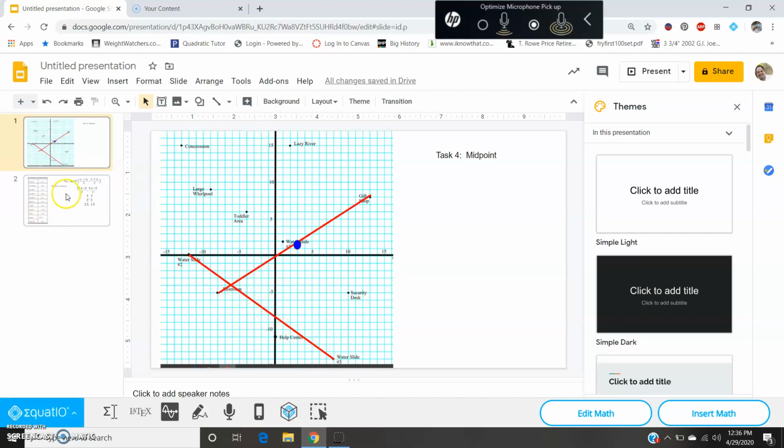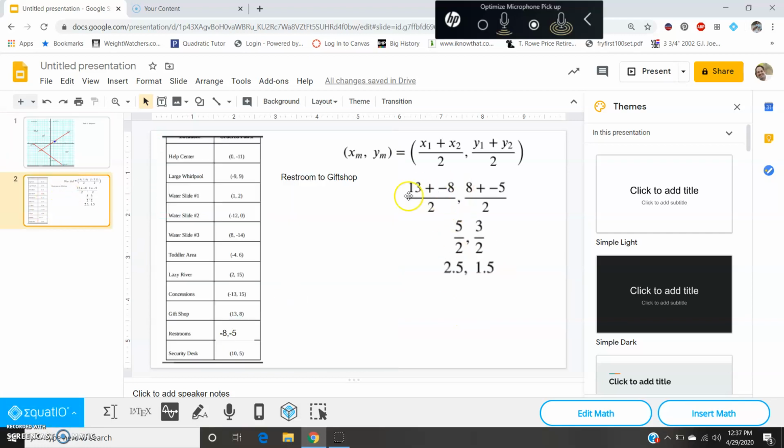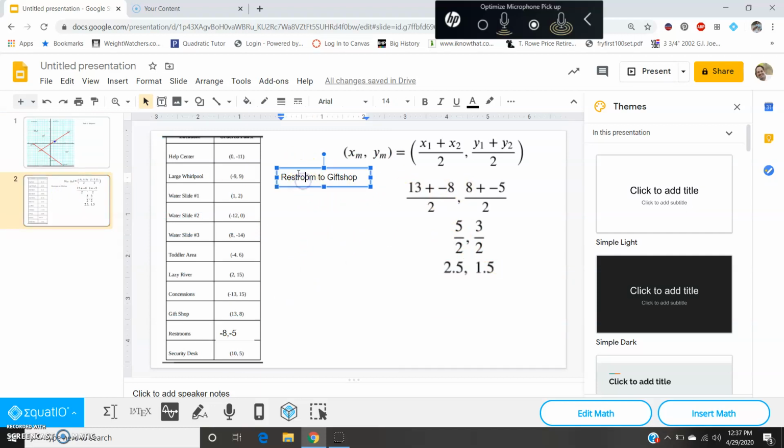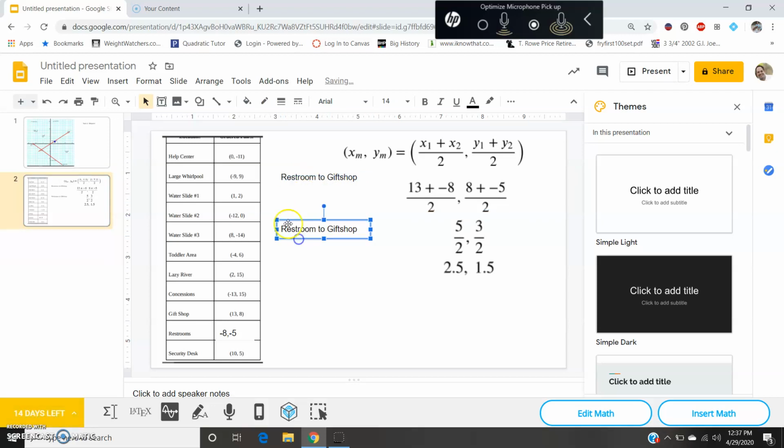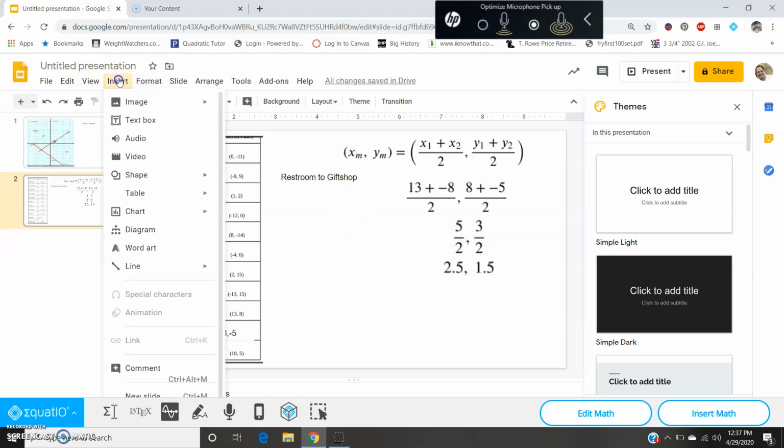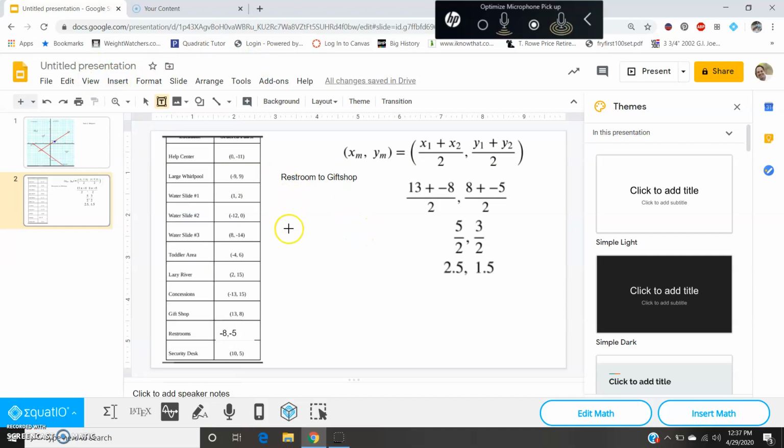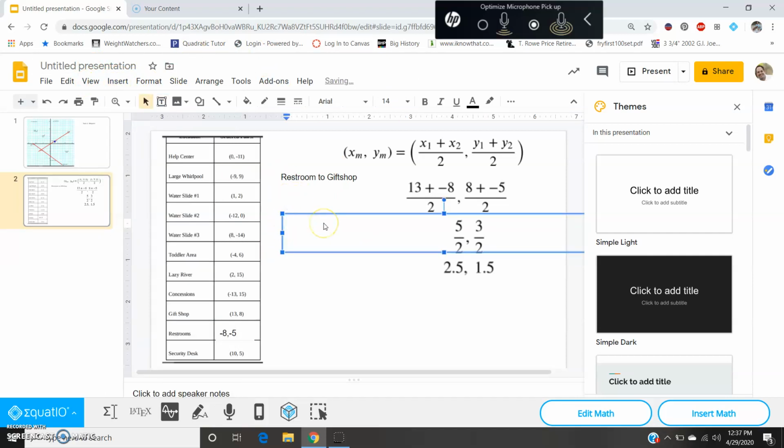Let's check the math and make sure. I'm going to squeeze it in right here. So this is the restroom to gift shop. I'm going to Control C, Control V that, bring him down, and whoops, Control Z will undo that mistake. Not letting me click, can I delete? No, well, all right, I'm just going to do it this way. Insert text box. We'll put it here, and I'll try to squeeze everything in there.